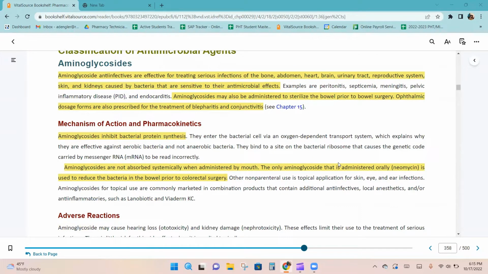Aminoglycoside anti-infectives are effective for treating serious infections of the bone, abdomen, heart, brain, urinary tract, reproductive system, skin, and kidneys caused by bacteria that are sensitive to their antimicrobial effects. Aminoglycosides may be administered to sterilize the bowel prior to bowel surgery. Ophthalmic dosage forms are also prescribed for the treatment of blepharitis and conjunctivitis.